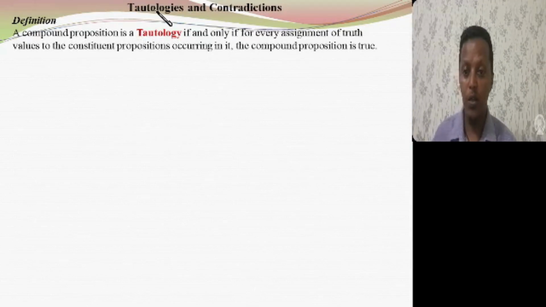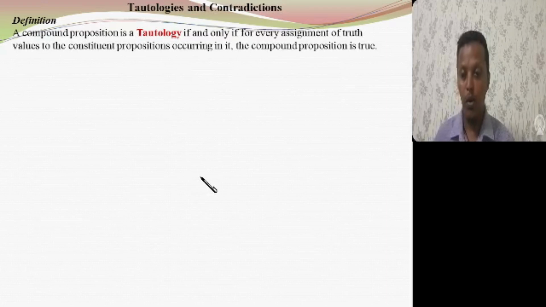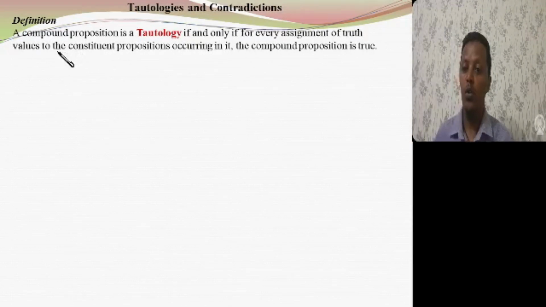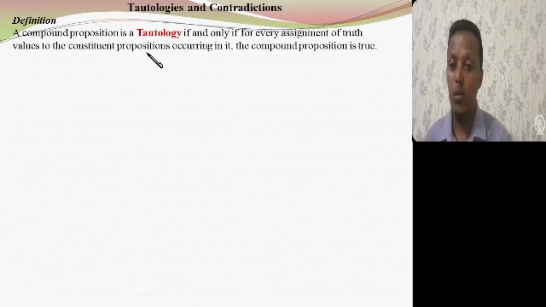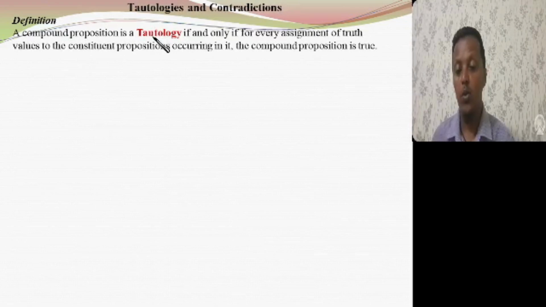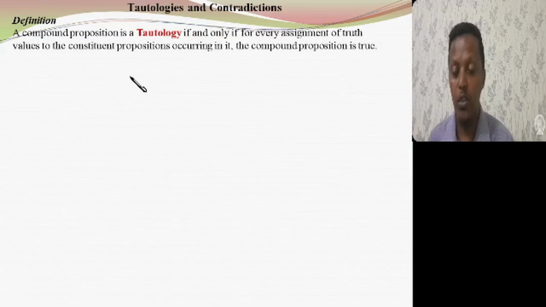So by constructing a truth table, if the compound proposition is true for all logical possibilities, then we call it a tautology. In general, a compound proposition is a tautology if, for every assignment of truth values to the constituent propositions occurring in it, the compound proposition is true. Meaning, for all logical possibilities, if you get true, then the compound proposition is a tautology.